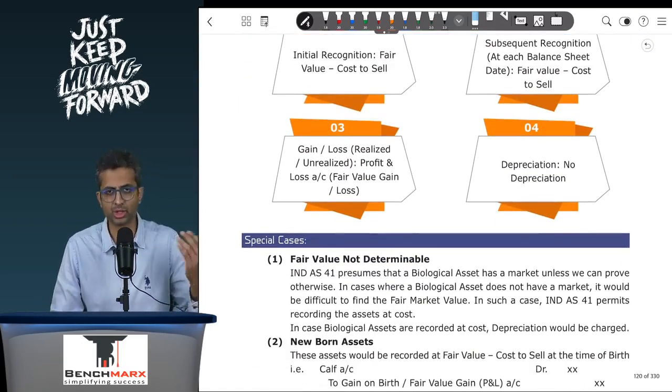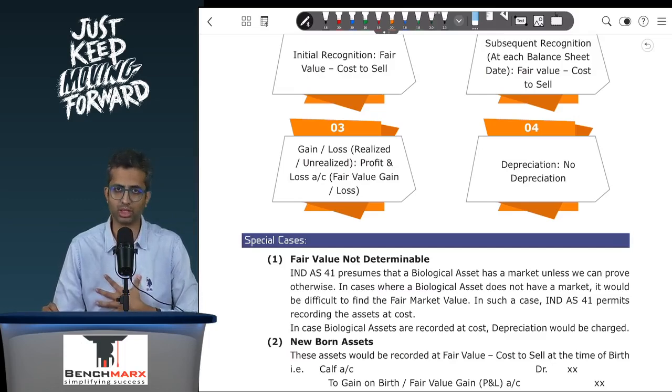Then the initial recognition will be at cost, and the subsequent measurement will be at cost less depreciation if fair value is not determinable. But you will have to give the reasons on why the fair value is not determinable as well.